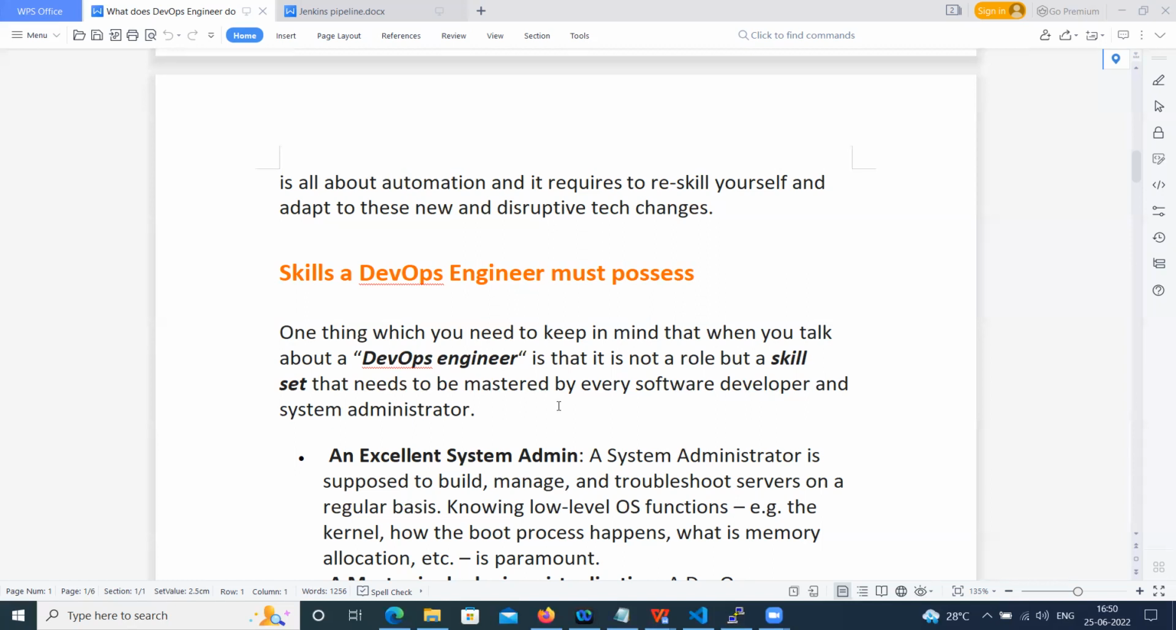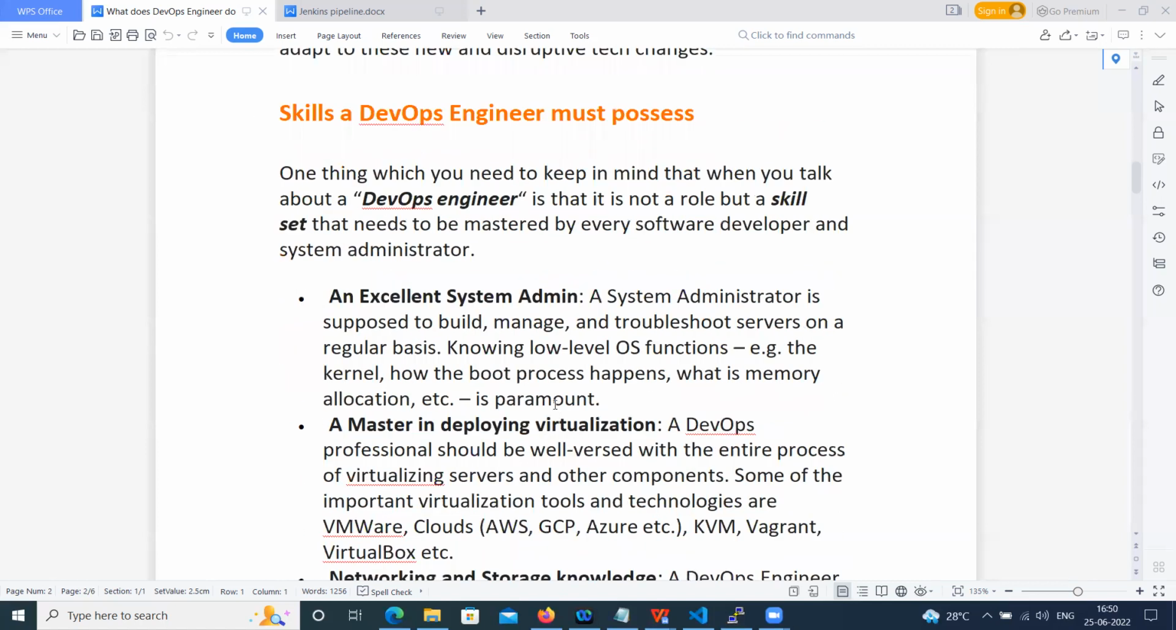So to become a DevOps engineer, what skills do we need? He or she should be an excellent system admin. You should have knowledge about system admin. A system admin is supposed to build, manage, and troubleshoot servers on a regular basis, knowing low-level OS functions, for example the kernel, how the boot process happens, what the memory allocation is, and its parameters. So the first thing is the system admin skill.